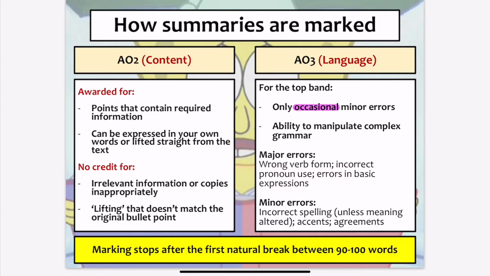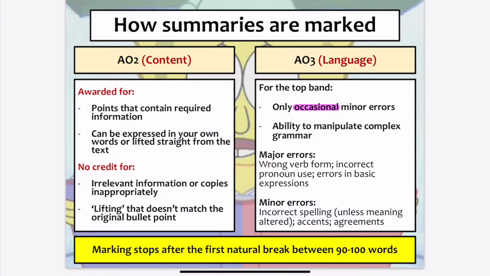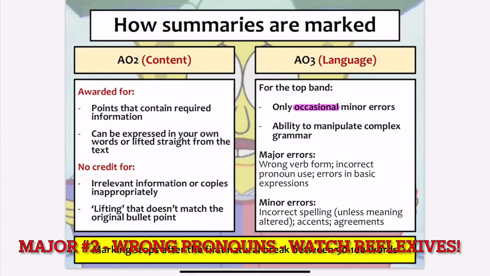AQA talk about major and minor errors. So I just want to talk this through a little bit with you because it's quite important that you understand what major and minor consist of. So major, quite straightforward. Wrong verb form. So for instance, if you put I play instead of I played, or he plays instead of he played, in the wrong tense, or maybe the wrong person, you don't get any credit for that. Incorrect pronoun use as well, that would bring your mark down.